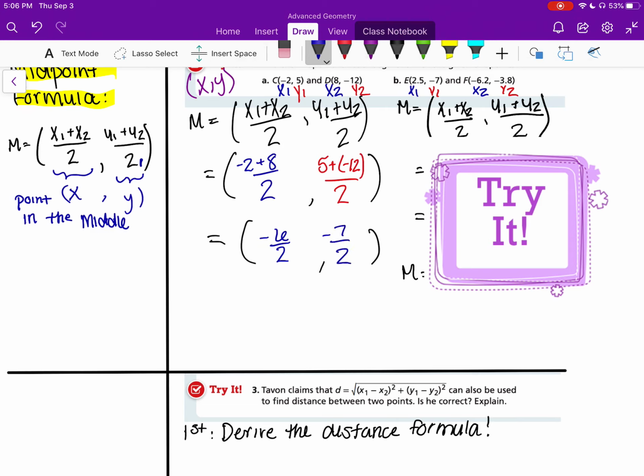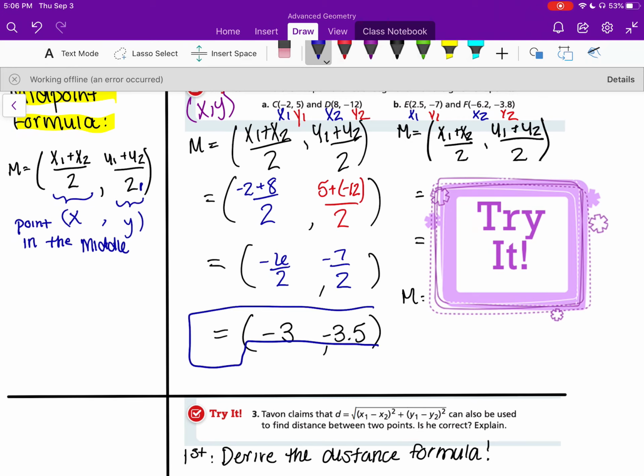We can actually do this division now, and we find that our midpoint, our middle point, is located at when x is 3 and when y is -3.5. Since it's a midpoint, we do need both of these components, the x and the y coordinate.